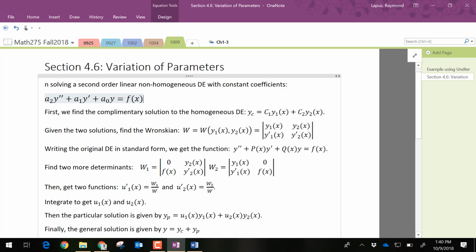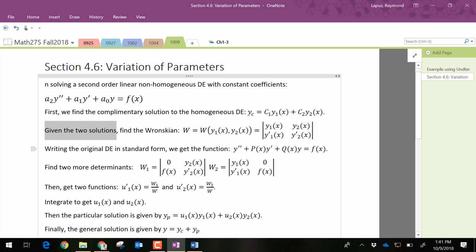So what do we have? We go through the process of finding the solutions to the homogeneous differential equation, our fundamental solutions, y1 and y2 first. And the key here is to assume that our particular solution has some component of those homogeneous solutions as well. And so the process is to first find the complementary solutions. And given the two solutions that we have, the y1 and y2, we're going to find the Wronskian.